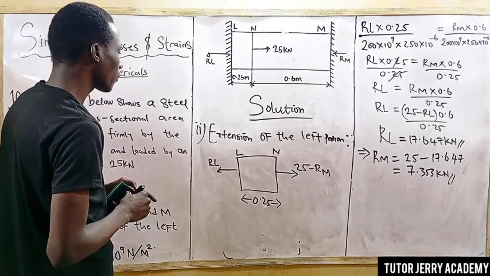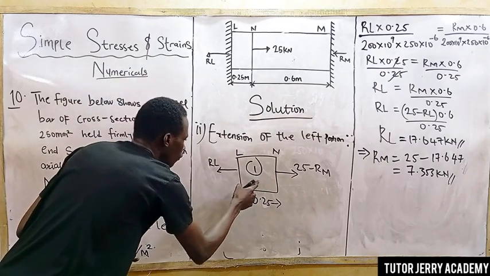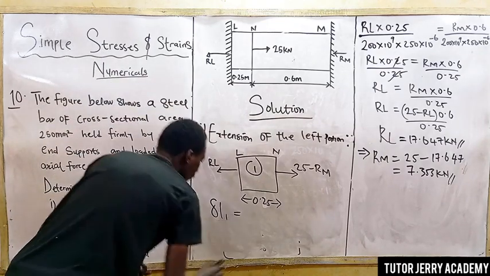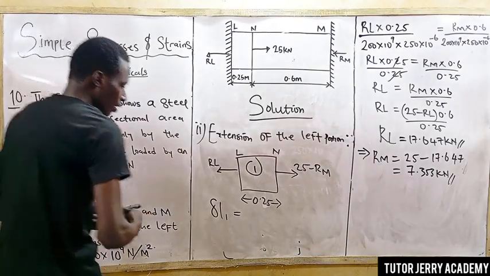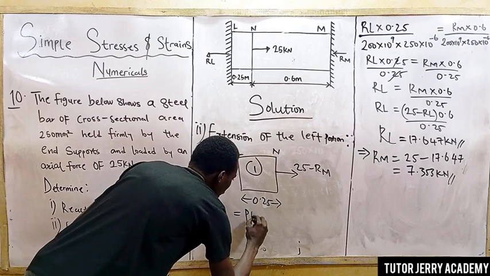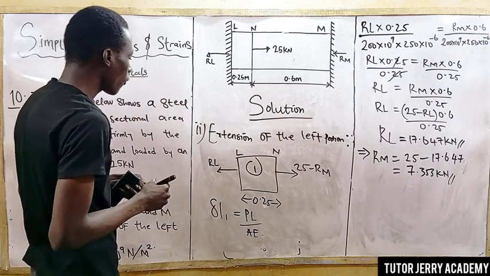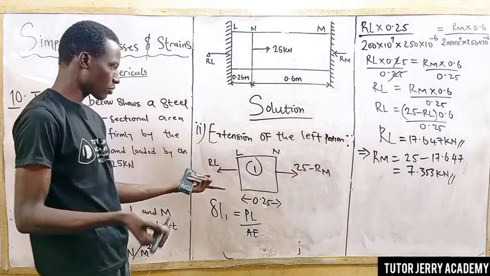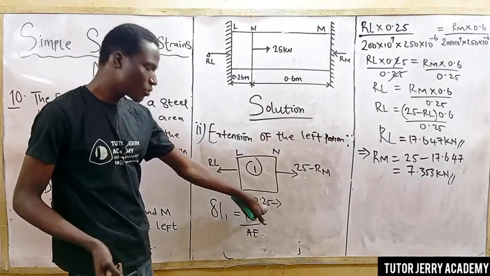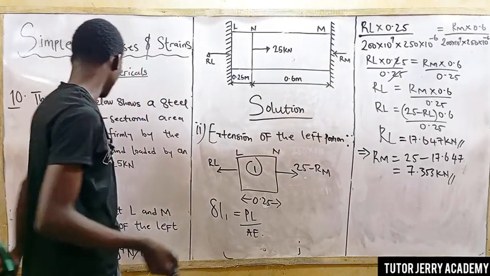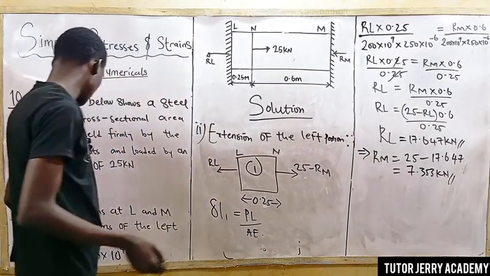Now, to get the extension of the left portion, which we can name L1, as we have done previously, how do we get the extension of this left portion? Of course, we know that extension is PL all over A. Here our magnitude is RL, and we know that RL is the same thing as 25 minus Rm. We have our length, which is 0.25. We have our area, which was given to us as 250 millimeters square. We also have our modulus of elasticity as 200 times 10 to the power of 9.